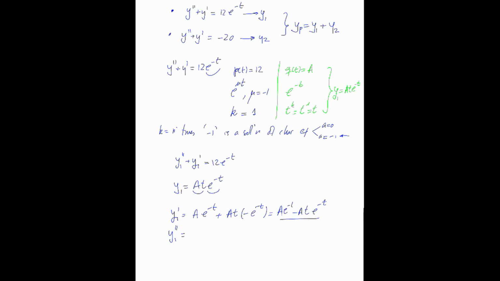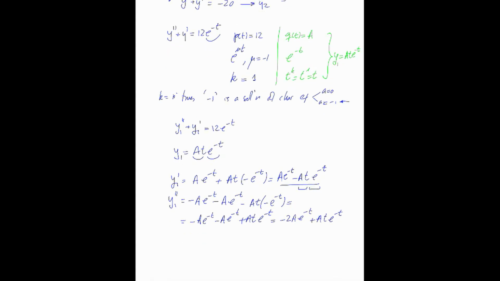e to the minus t. So the derivative of that will be a e to the minus t with a minus, minus the derivative of this, which is again a product of two factors. The derivative of at is a, and the other one I don't take the derivative, minus at, and the derivative of this is e to the minus t with a minus. So the whole thing becomes minus a e to the minus t minus a e to the minus t plus a t e to the minus t, or minus 2a e to the minus t plus a t e to the minus t. Once you have that, we have to solve this equation here.